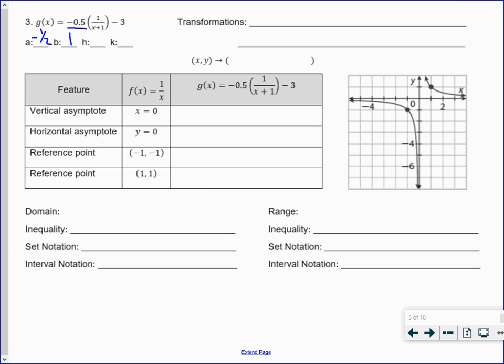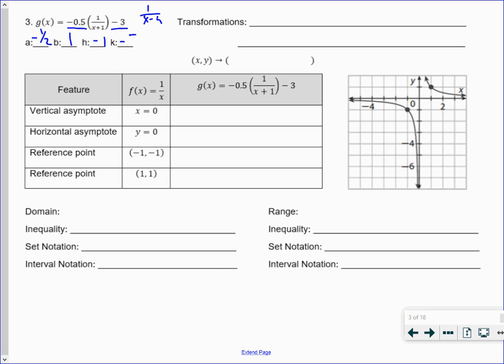Our h is going to be negative 1 since our h comes from our denominator, and our denominator needs to be in the form x minus h. So in this case, it has to be negative 1. And for our k value, our k is negative 3. It's that number right there. So it should be negative 3.